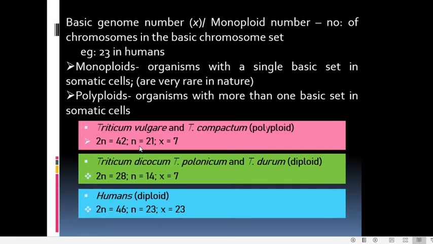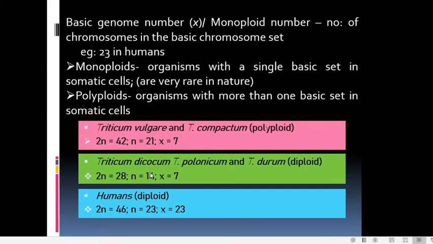So that is why their n number is 21. And when these gametes fuse to form a diploid organism, what will be the chromosome number? It will be 42. So the 2n number is 42. So that is how the monoploidy and haploidy differ.